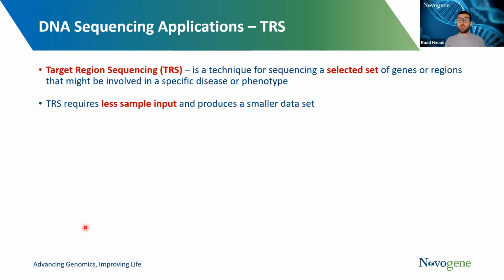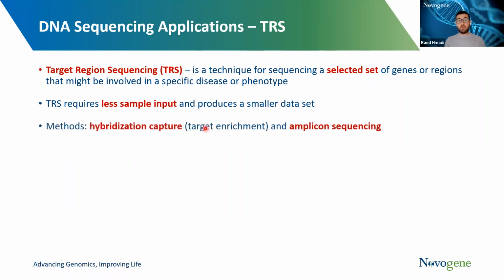In addition to whole genome sequencing and whole exome sequencing, we can also use target region sequencing to investigate the DNA sequence. Target region sequencing, or TRS, is a technique that focuses on the sequencing of a selected set of genes or regions that we think are involved in a specific disease or phenotype. The advantages of using target region sequencing over whole genome sequencing or whole exome sequencing include the requirement of less sample input, and at the end, we are producing a smaller data set that is easier to analyze and process.